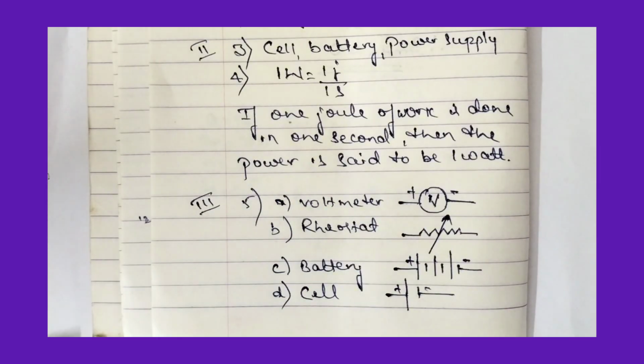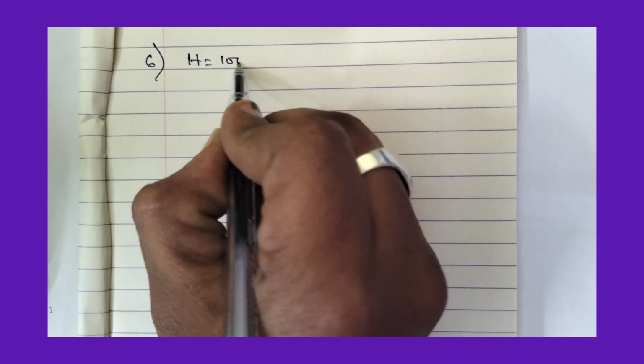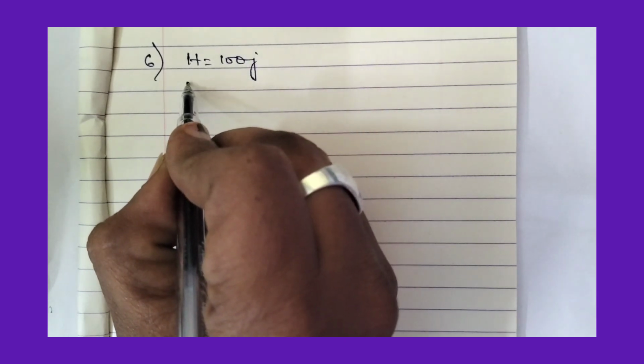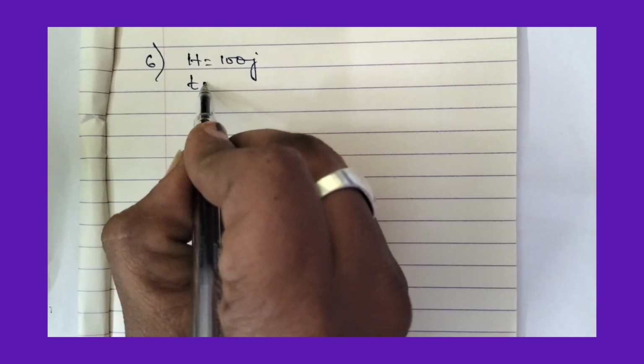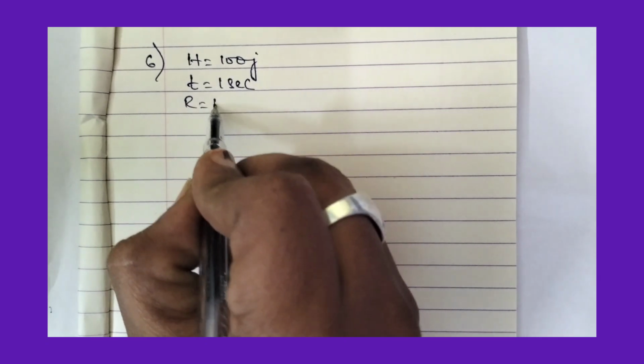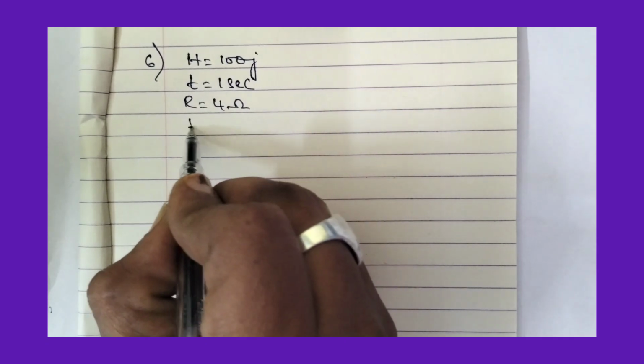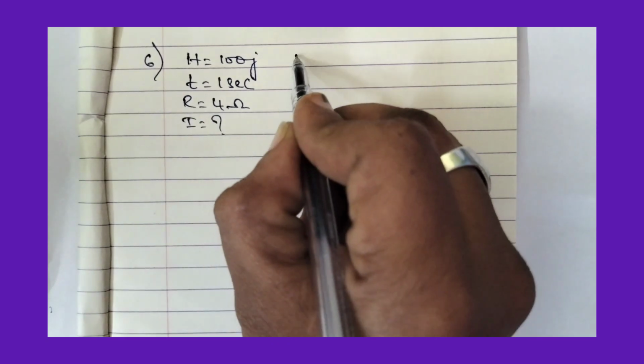So let us make a list now. Let us move to the 6th. In the data, let us write heat produced is equal to 100 joules. Each second, they have given time is equal to 1 second. Resistance is equal to 4 ohm. Now calculate I. I is equal to question mark.